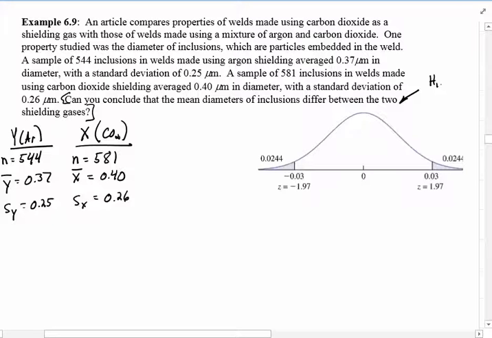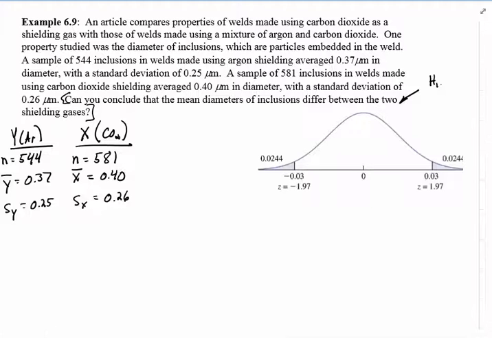Good. So we've got welds made with different shield gas. Here's the question we want to zero in on: we're wondering if the diameters of inclusions differ. So here we have a y bar and an x bar. Our data seems to indicate that they are different, right?